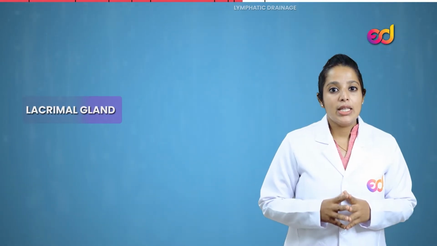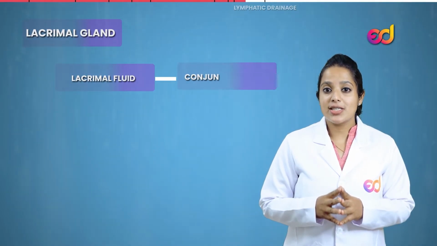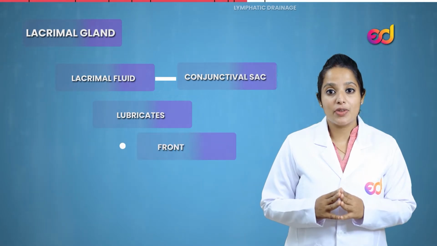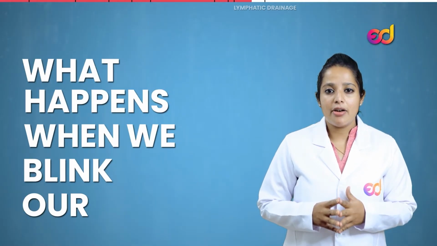As we all know, the lacrimal gland secretes lacrimal fluid, which flows into the conjunctival sac and lubricates the front of the eye as well as the deep surface of the lids. Now let me ask you something. What happens when we blink our eyes? Blinking frequently helps in the spread of this fluid over the eye. From this, the majority of the fluid evaporates and the remaining fluid is drained by the lacrimal canaliculi. The remaining fluid in the canaliculi overflows as tears when it is in excess.